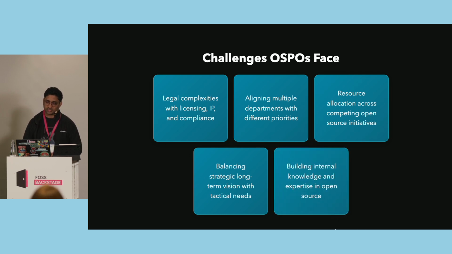And the fifth one is building internal knowledge and expertise in open source. A lot of organizations lack open source best practices. They don't have knowledge of open source, and building internal knowledge takes time. When developers understand the license, legal understands the compliance, and executive leadership understands the dynamics, then the organization becomes most effective in open source engagement.